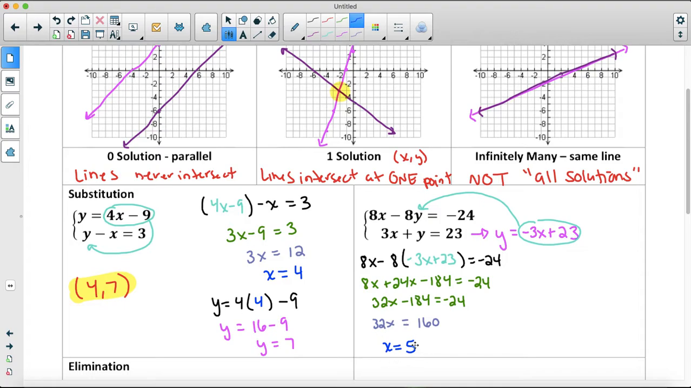Now that we have x equal to a positive 5, I will plug this value into one of these equations, and I will plug it into my second equation just because it's smaller multiplication. So I'll plug it into 3 times the value of 5, because that's the x, plus y is equal to 23. When I simplify this, I'll have 15 plus y equals 23. I'll subtract the 15. We'll have y is equal to a positive 8. Now that we have the x and the y, our solution is the coordinate (5, 8).